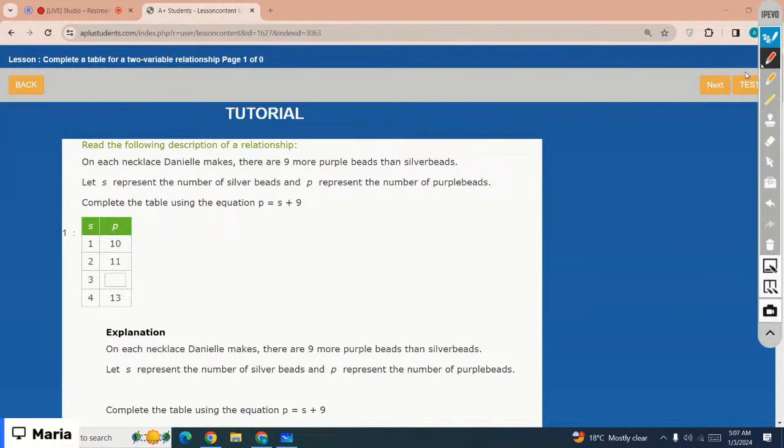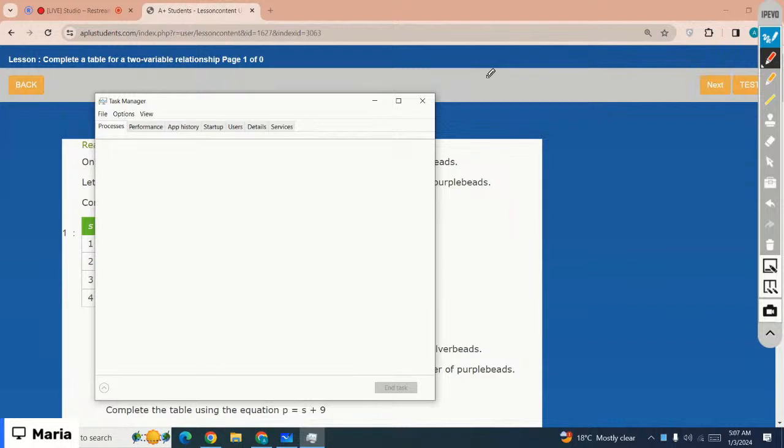Basically, you are given the equation. The equation shows the relationship between the two variables. So just use the equation and find the missing value.